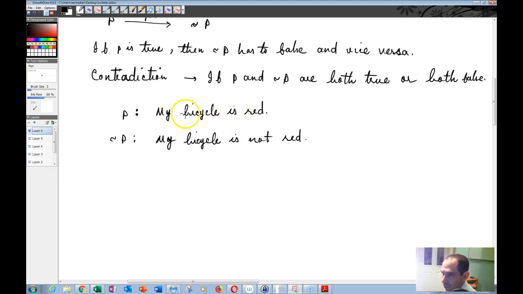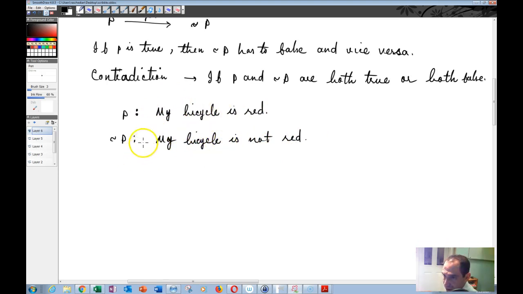Or basically, if it is false that my bicycle is red, then this has to be true. And if this one is false and this one is also false at the same time, then that simply cannot exist. Meaning that at any time, if P is true, not P has to be false, or if P is false, not P has to be true, because they are the negation of one another.